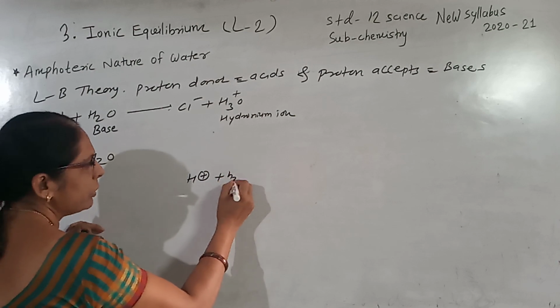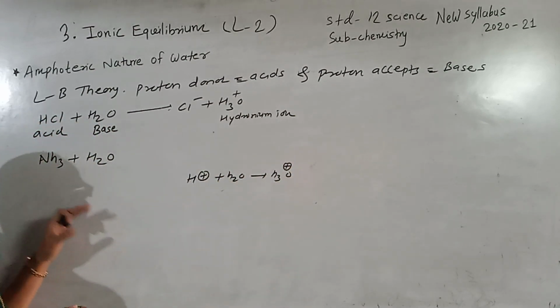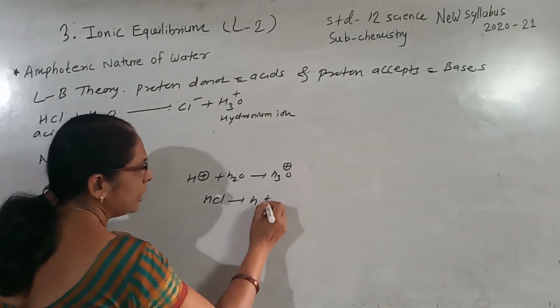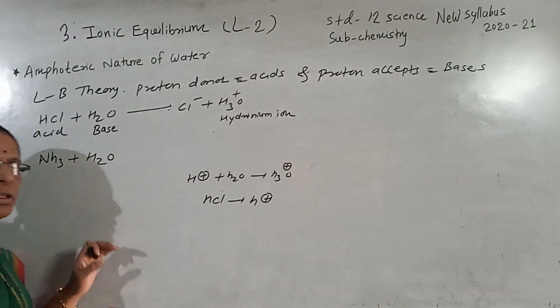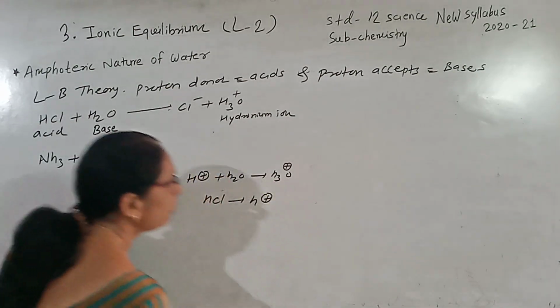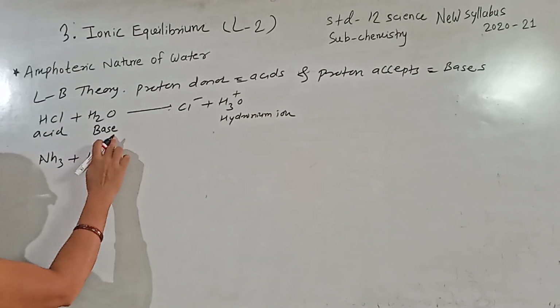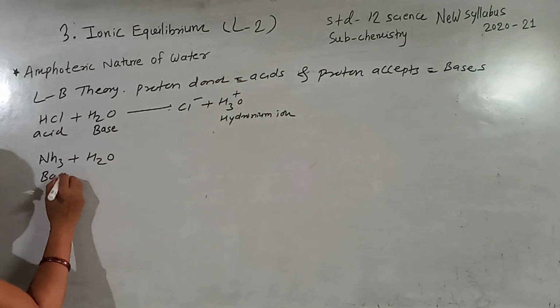It always combines with water, forming the hydronium ion. But for our convenience, we can write HCl or any acid using the H+ ion this way. Actually, the H+ ion is not like this; it is always in the form of the hydronium ion. So here water acts as a base. But when water reacts with a base, it acts as an acid.